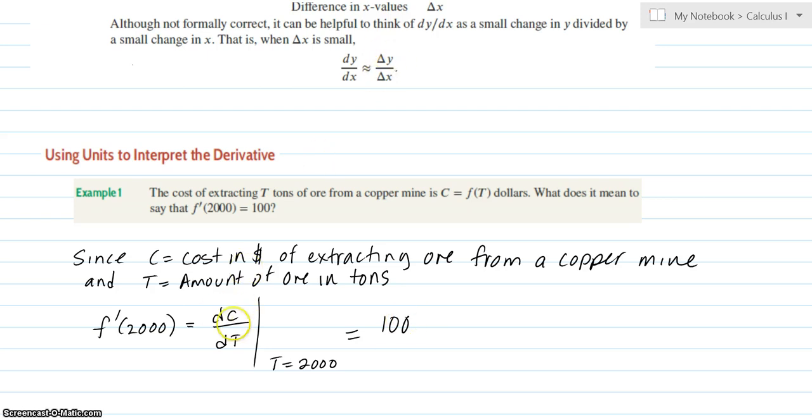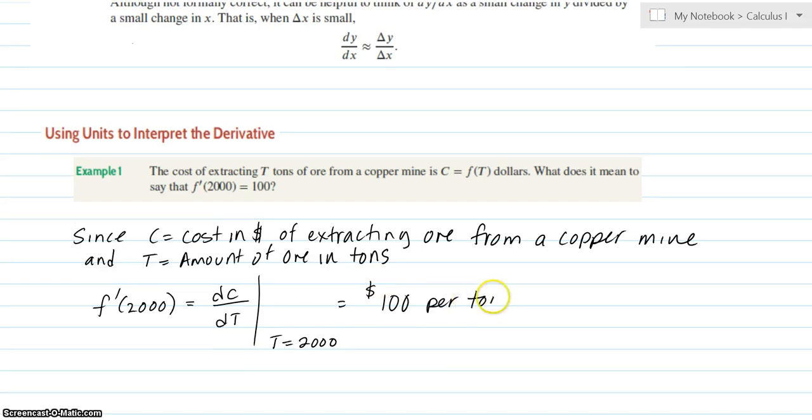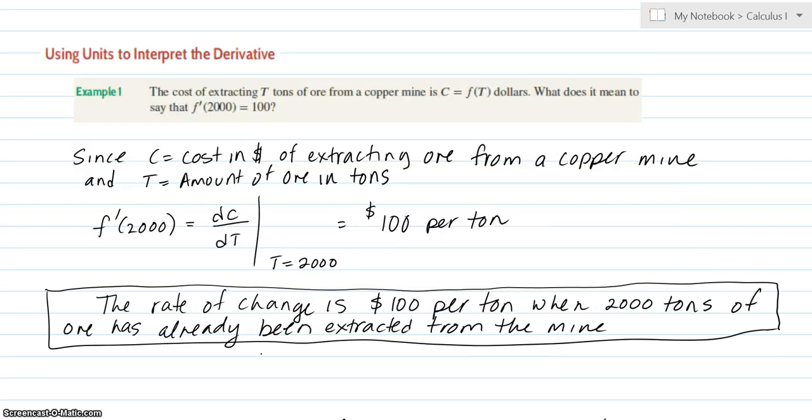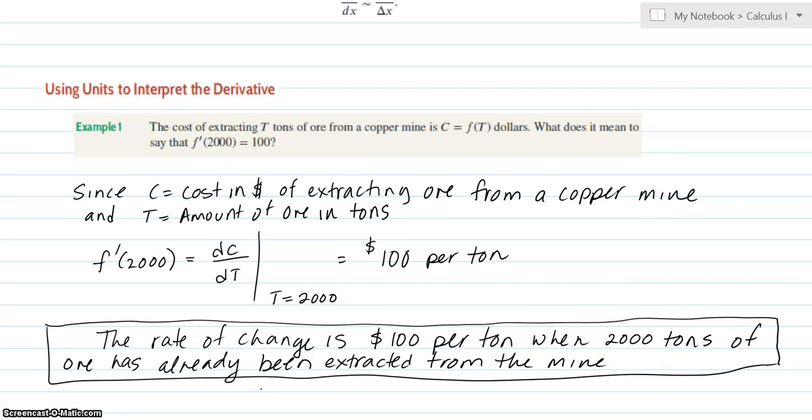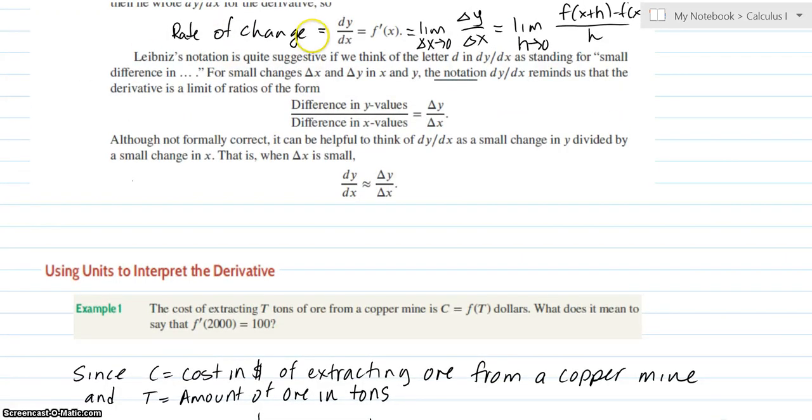And so this approximately represents the change of cost. This represents the change of tons. So the units, let's do units first, are dollars per ton. There's the units. What does the 2000 mean? That's how many tons we have. So right when we're at 2,000 tons, it tells us that the rate of change is $100 per ton. So that is the answer. The rate of change is $100 per ton, because that's what the derivative means: rate of change.